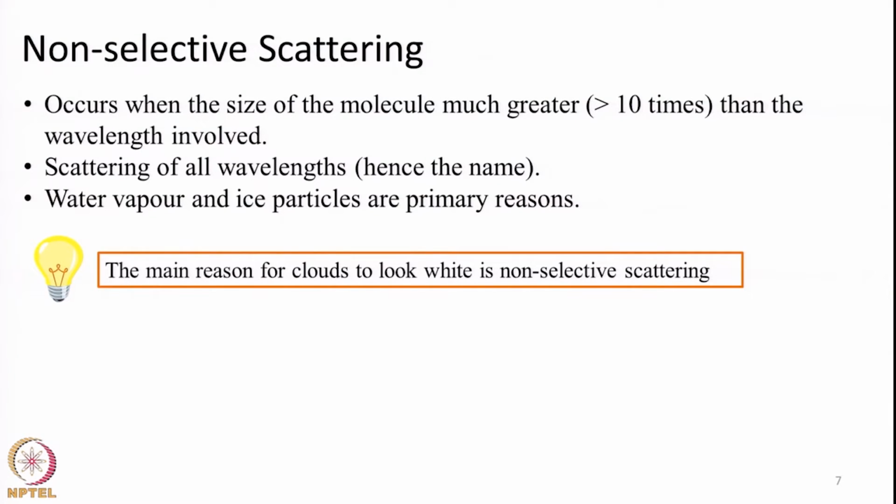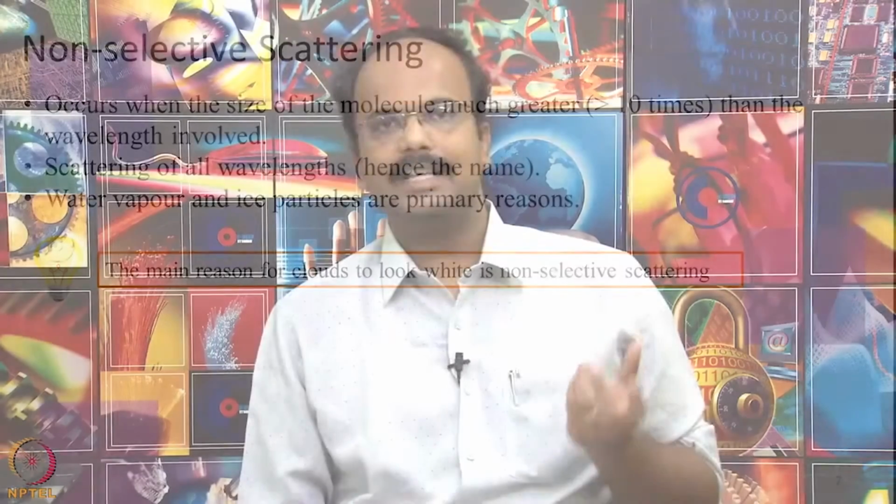Then the final type of scattering is called non-selective scattering. Some textbooks treat it as an extension of Mie scattering also. Non-selective scattering will happen when the size of the particle involved is more than 10 times the wavelength involved, like the particle is much bigger in comparison to the wavelength. And non-selective scattering, as the name suggests, will scatter all wavelengths equally, without any wavelength dependence. So, what are the primary materials that cause non-selective scattering?